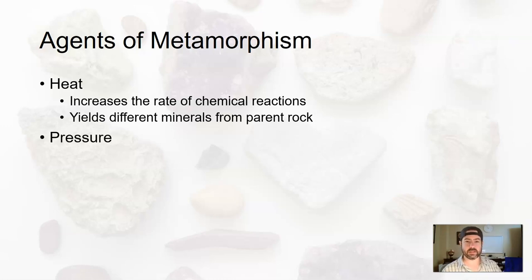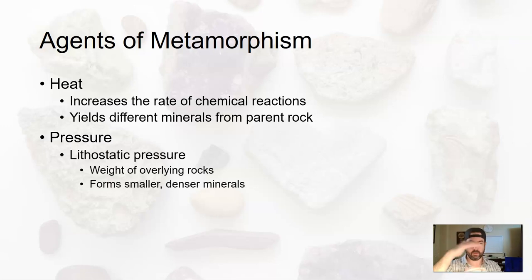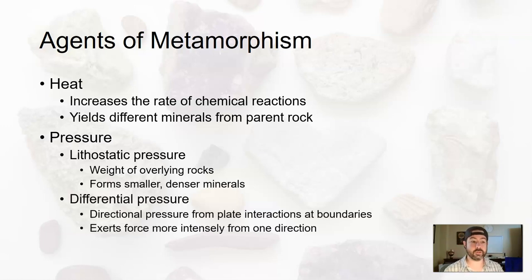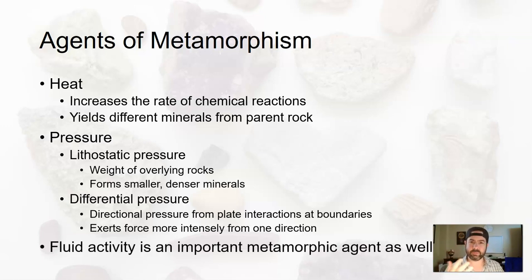There are a couple of different ways. You can get pressure from above, from overlying sediment or rock, and that usually forms denser and smaller minerals. Or differential pressure, which is typically a higher pressure directionally, usually from plate interactions at convergent boundaries, and it exerts a hell of a lot of force in one direction. Hot hydrothermal fluid is also an important metamorphic agent. A little complex, but heat and pressure are pretty much the ones we want to focus on.